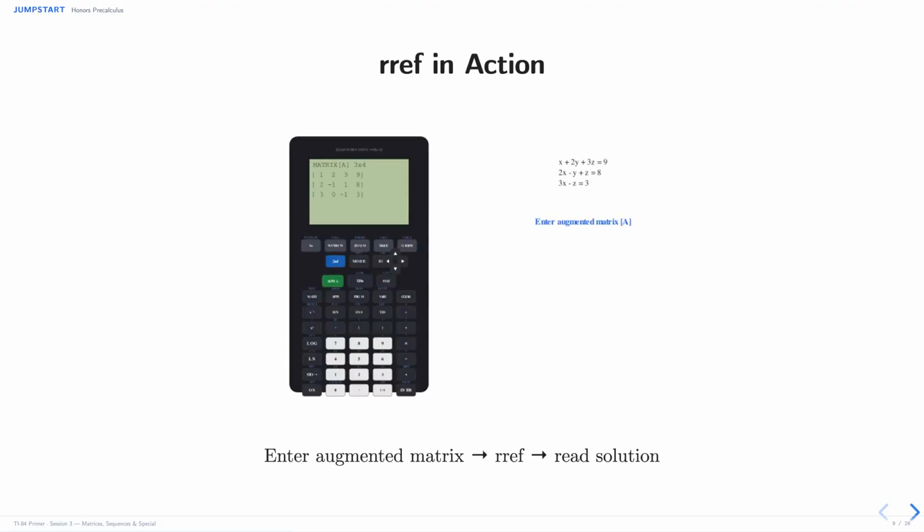Let's see rref in action. First, enter your augmented matrix into A. After quitting back to the home screen, access the Math tab and scroll down to rref. Select your matrix and press Enter. The augmented matrix will transform into row echelon form, and the identity matrix on the left indicates the solutions can be read from the right.